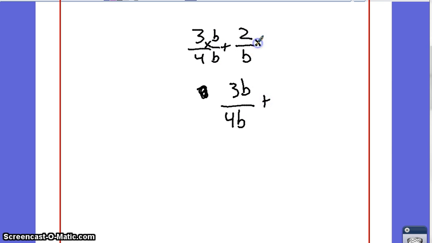Thusly, we're going to do the same thing over here. We're going to multiply this one by 4 over 4. Where did that 4 come from? The 4 came from right there. So that gives us 8 over 4b. So what do we do now? Now that we have a common denominator, we can solve this. We can write 3b plus 8 over 4b, and we have a solved equation.